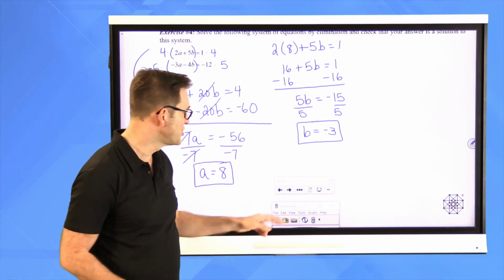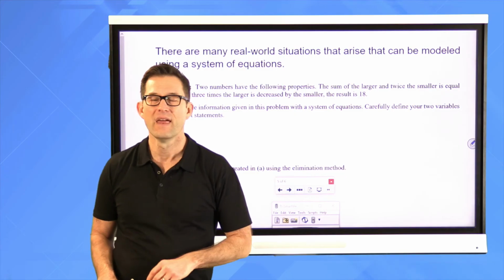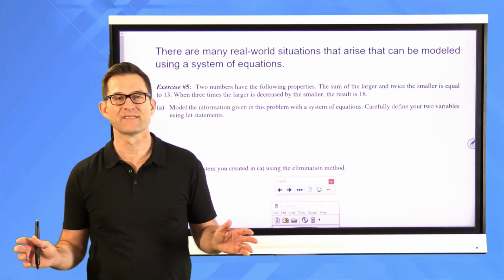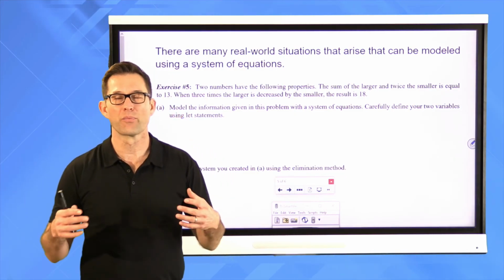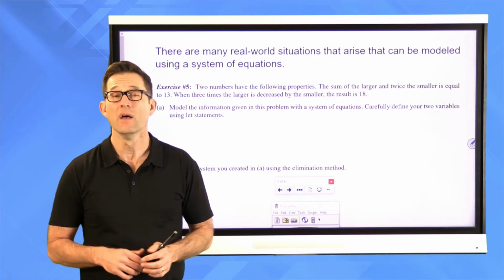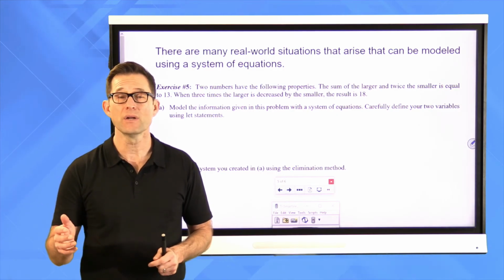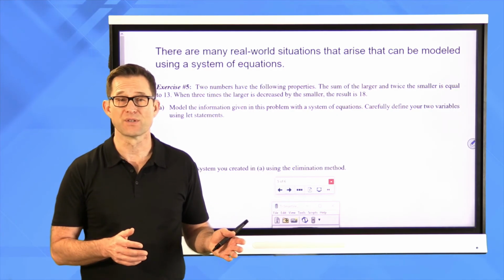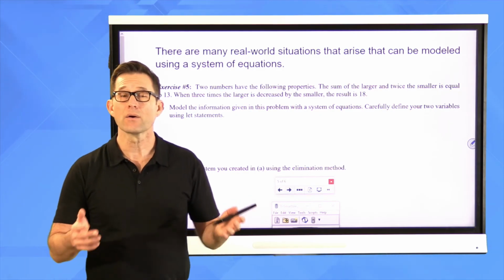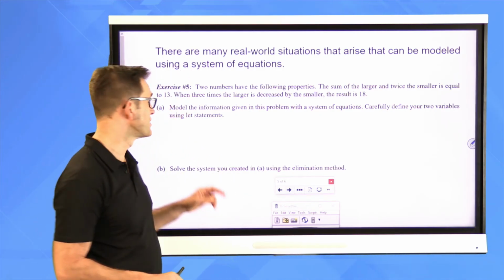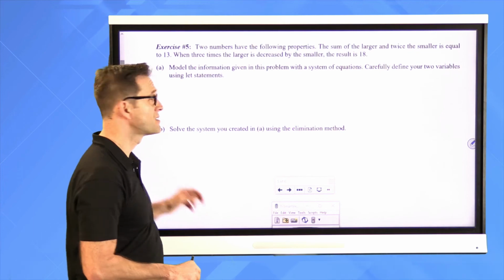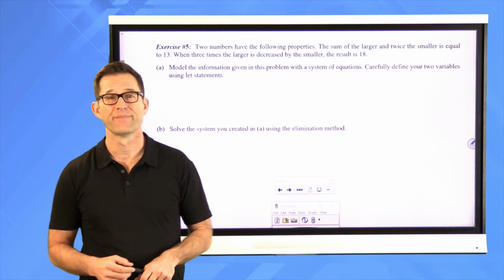All right, let's do one more problem. Now, we're going to get a lot of work in the next lesson with word problems that involve systems of equations, some of which you'll solve using elimination, others you may solve using substitution, all right? But here, we're going to take a look at a word problem that you can solve by elimination. Let's take a look at exercise number 5.